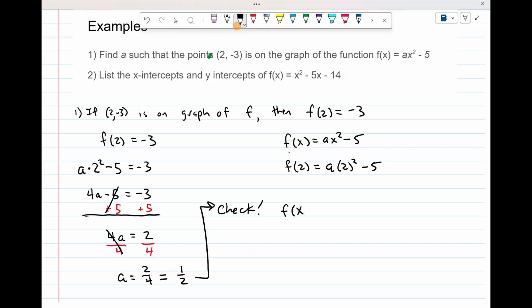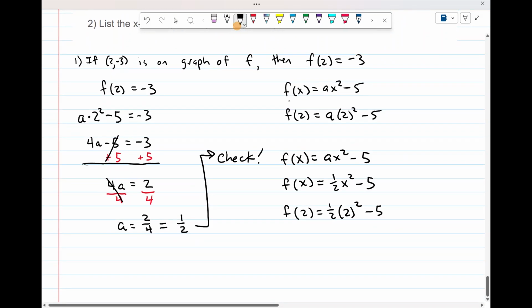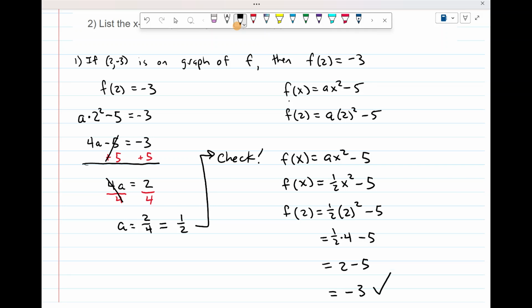If f of x is equal to ax squared minus 5, that's what we started with, and we decided that a is equal to 1/2, that means our function, once we plug in for a, is actually 1/2 x squared minus 5. And let's double check that when we plug in x equals 2, our output is negative 3. So f of 2 is equal to 1/2 of 2 squared minus 5. This ends up being 1/2 times 4 minus 5. Half of 4 is 2, minus 5 equals negative 3. And so when the input is 2, the output is negative 3, and that means the point 2, negative 3 is on that graph.